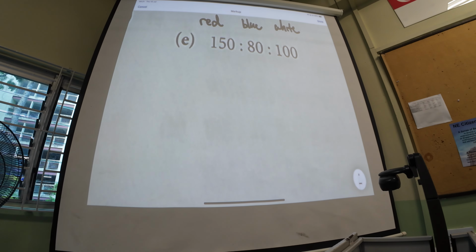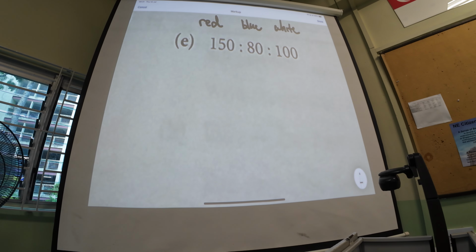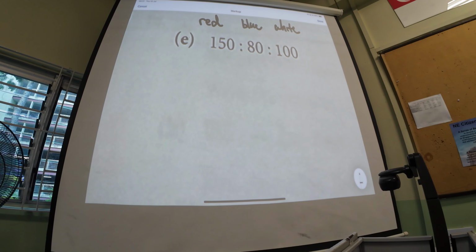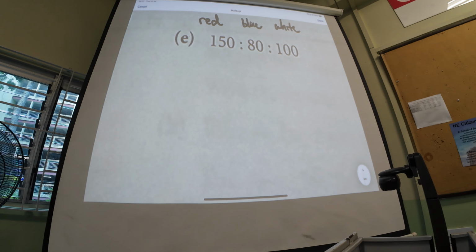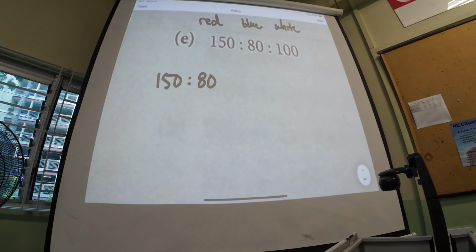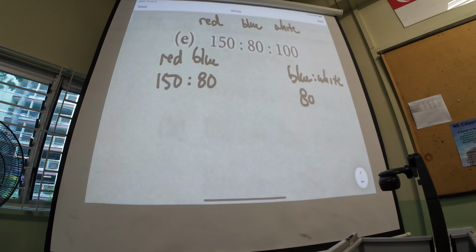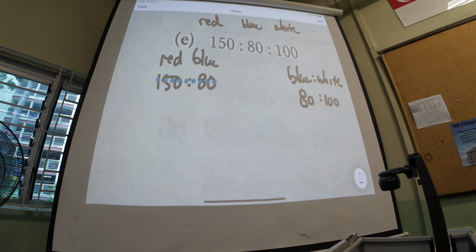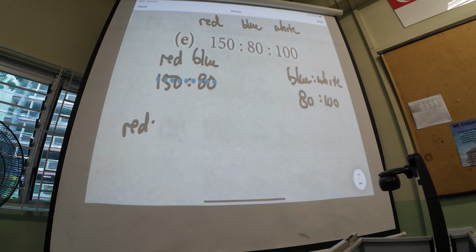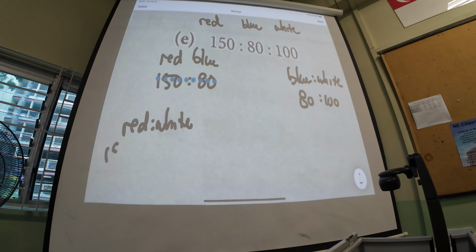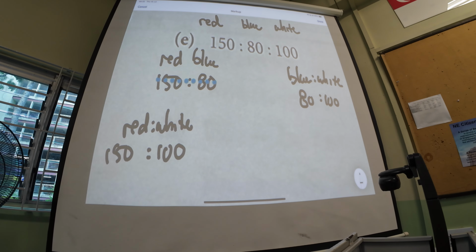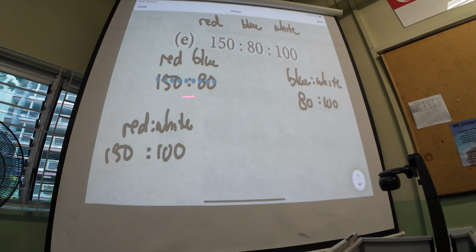If from this information I want to know what is the ratio of students wearing red to students wearing blue, they can be individually written down also. Red to blue is 150 is to 80. Blue is to white can be 80 to 100. Red is to white will be 150 is to 100. So individually, when in pairs, it is true also.